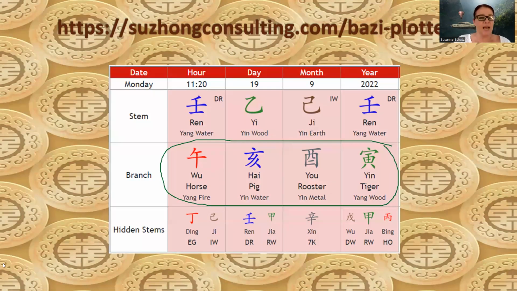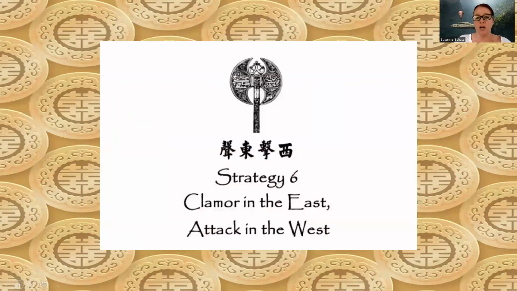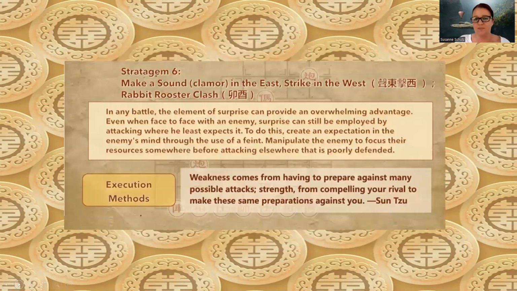All right. Now, as mentioned, today we are looking at strategy number 6. And this strategy is called Clamor in the East, Attack in the West. Or rather than saying clamor in the East, maybe also just making a big noise in the East and then attacking from the West. So creating a distraction and then attacking from completely the other side, where the enemy or the opponent does not expect it.